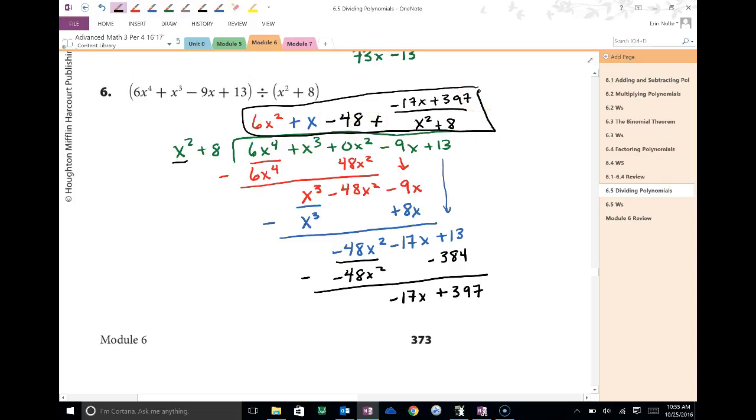Anybody want one more example? It is very sequential, but it takes a little bit to fully grasp. Aaron, are you asking a question? Why do you put it over x squared? That's how you always put the remainder. You always write the remainder over the divisor.